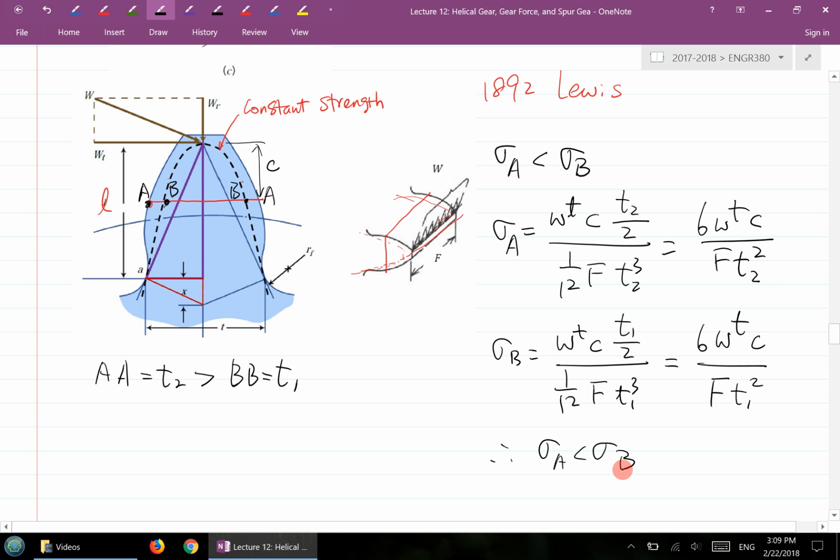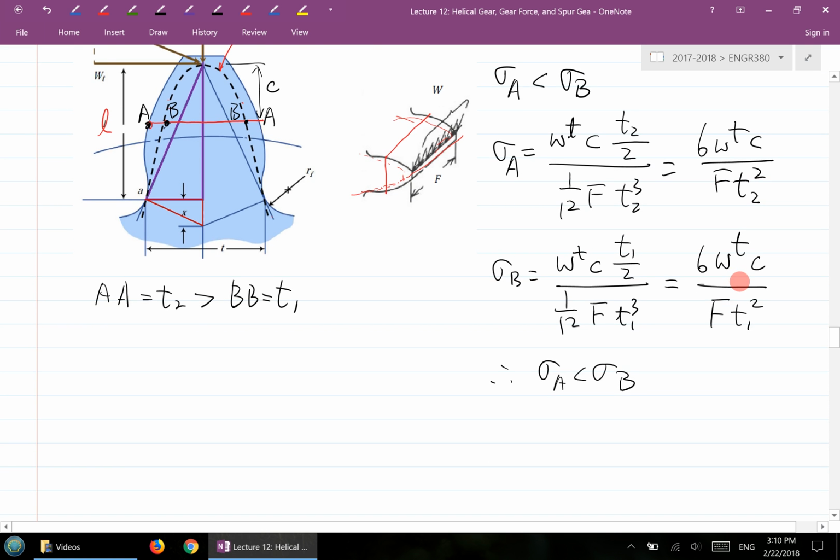Why I wanted to show you this is because, instead of analyzing the gear tooth anywhere, Lewis's equation focuses only on this constant strength parabola. He formulates the gear tooth, and it's not the original shape anymore. He formulated the gear tooth as a cantilever beam with the shape of this constant strength parabola. That's basically how he does this analysis for the gear tooth.